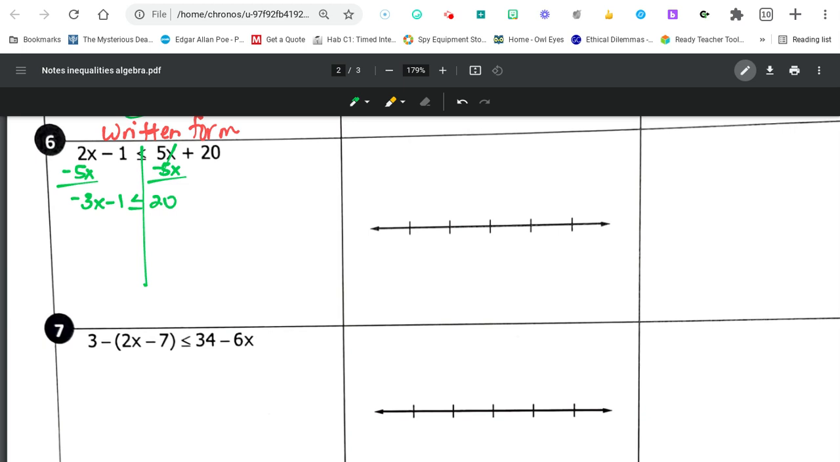And I'm going to work it the other way just in case somebody else worked it the other way, okay? I'm going to add 1 to both sides. So that gives me -3x less than or equal to 21. I'm dividing by a negative, so I'm going to flip my symbol. Less than or equal to will flip to greater than or equal to. And this will be -7.